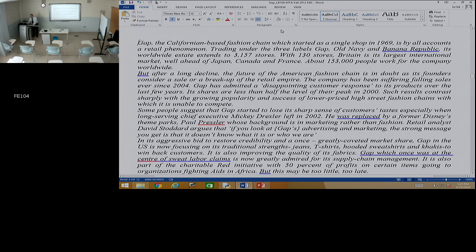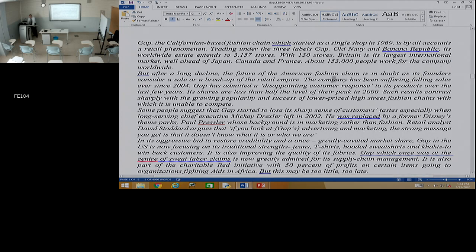If you look at this text, there is no need for you to read word for word. What you need to look for is negative words quickly. I say negative words. The first negative words is this one. The future of the is in doubt. That's in doubt. And again, we have another keyword, decline. Decline, going down, this is a negative word. The future of the American fashion gap is in doubt. Doubt, again, is a negative word.